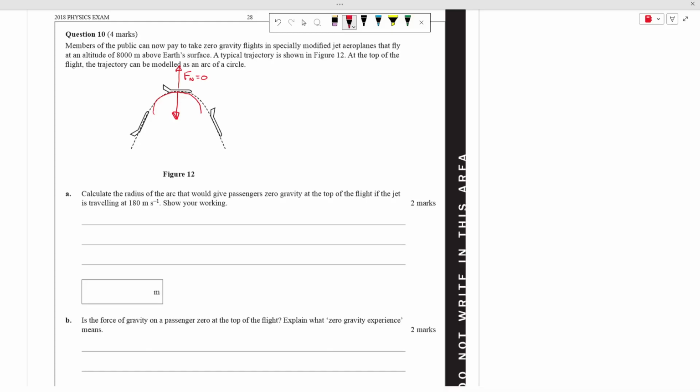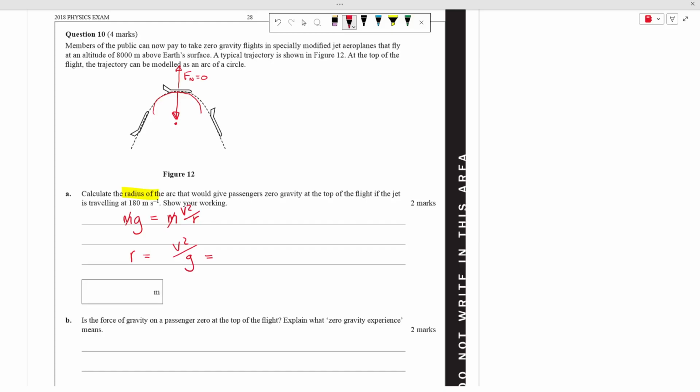So if we're in a circular path, that means our net force is going to be towards the center, which is down there somewhere. But if we're assuming that the normal force is equal to 0 here, the only force acting on us is gravity. So we have mg, force due to gravity, equal to the net force in circular motion, which is mv squared on r. And so your m's cancel out. The question is calculate the radius of the arc, so we're solving for r. So r is equal to v squared over g.